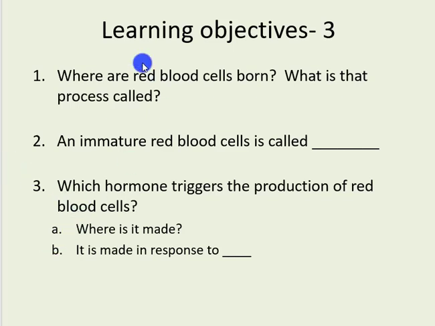In this video, we're going to talk about where red blood cells are born and what that process is called. And you actually already know this. I just wanted to explicitly have that in the learning objectives again. Number two is we want to identify immature red blood cells as reticulocytes. And number three, we want to talk about homeostasis of this system, which hormone is made to respond to this.